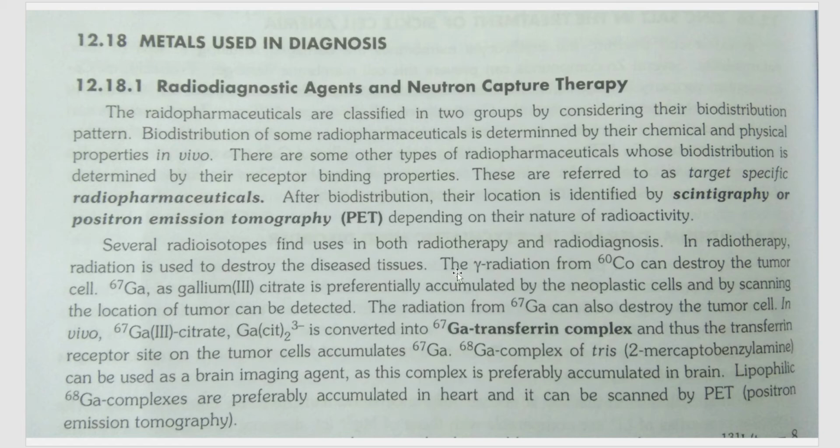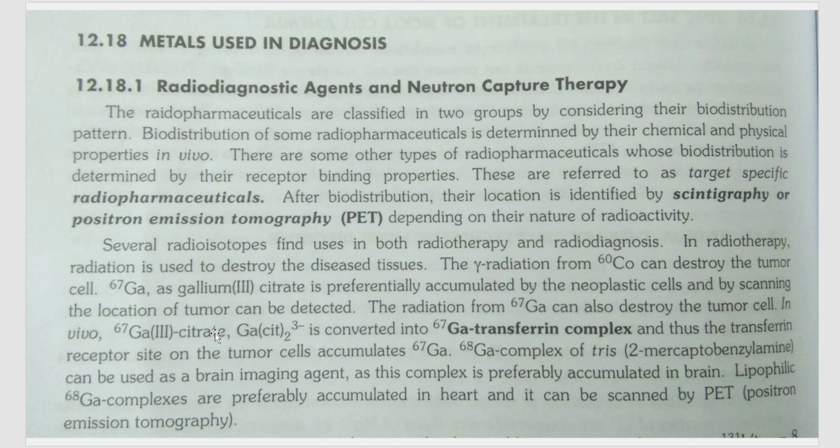On subjection to gamma radiation, this DNA will be completely destroyed, which leads to the destruction of the tumor cells. Also, gallium has a very wide application in radiotherapy. Gallium citrate is administered into the body, and it goes and accumulates near the tumor, and that's how we are able to detect where the tumor is. Gallium-67 is not just used for detection of tumors, but it also destroys the tumor cells. How does it happen? Gallium citrate is administered into the body.